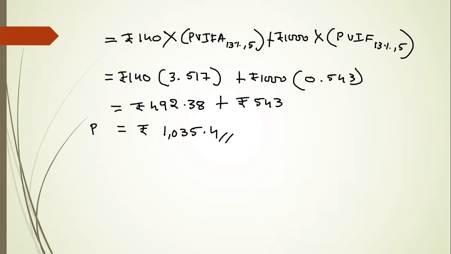So here we have taken present value interest factor annuity 13% for 5 years from the table, and present value interest factor 13% for 5 years again from the table. So the value of the bond is rupees 1035.4. So now let's move to another type of formula.